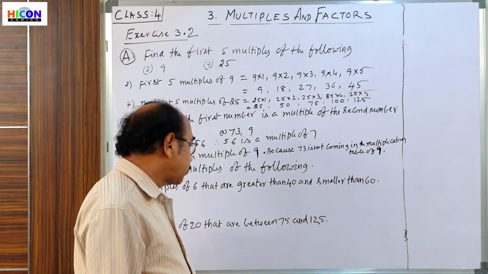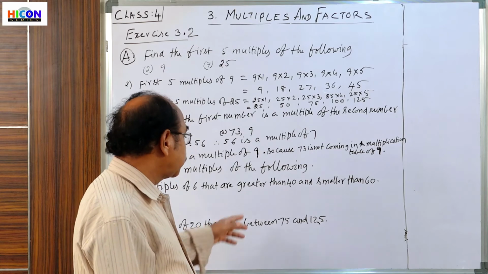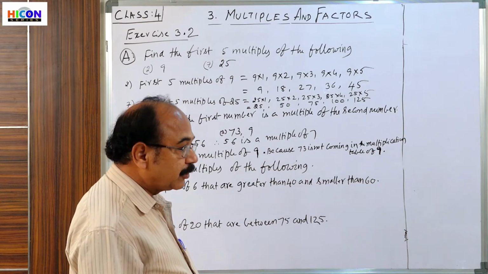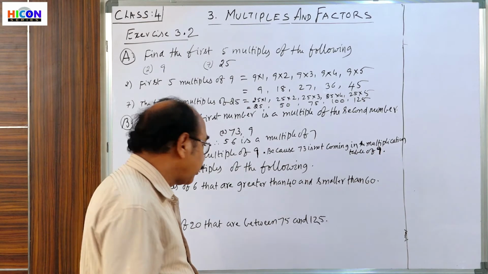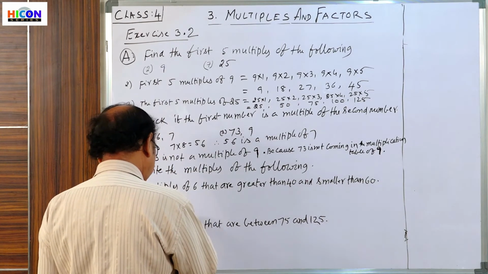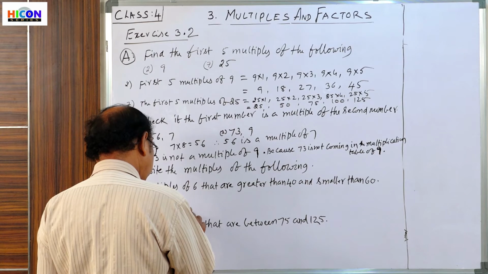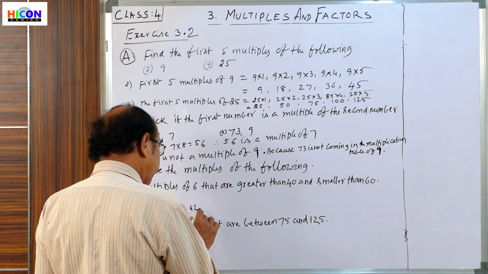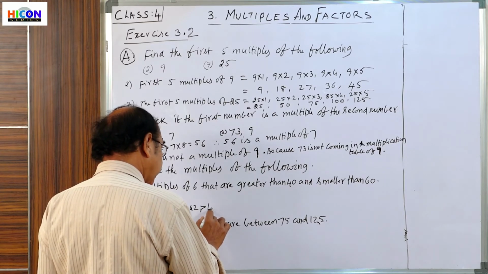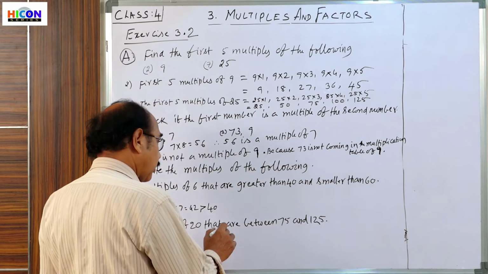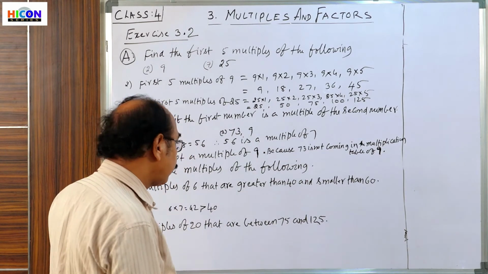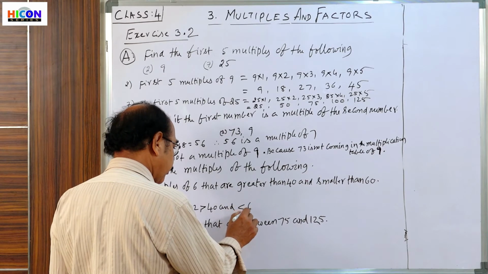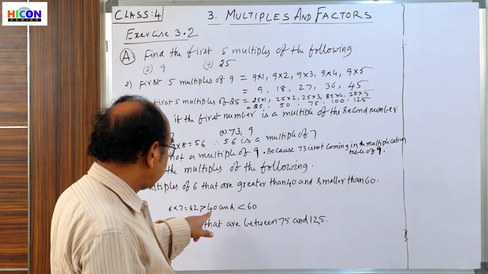Okay. 6 sixes are 36. But 36 is not greater than 40. That's why now you take 6 into 7. You see. 6 sevens are 42. 42 is greater than 40. Yes or no? And less than 60. 42 is greater than 40 and less than 60.